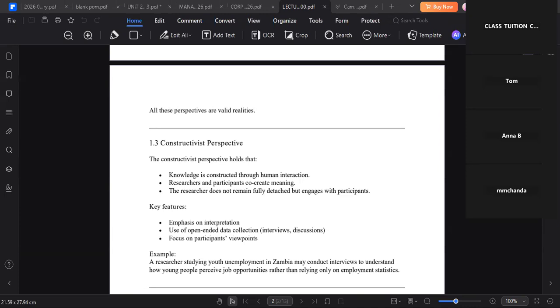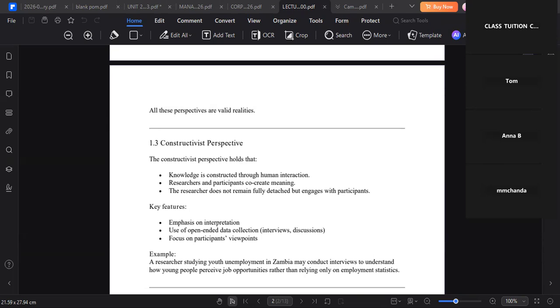So the key features, they emphasize interpretation. In this constructivist perspective, there's an emphasis on interpretation. So data is not just collected, it must be interpreted. Here, researchers try to understand the meaning behind the participants' words or actions or experiences. So it focuses mainly on how and why people think the way they do.